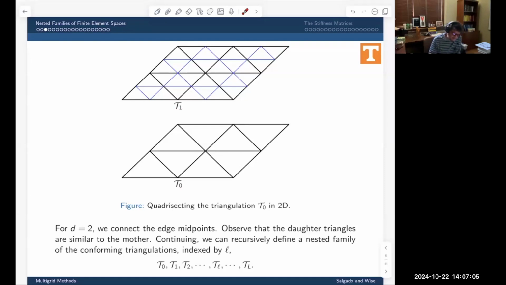Now I could refine these triangles, right? And I could keep going. If I do this recursively, then I obtain this full family of conforming triangulations. Conforming means there's no hanging nodes. I hope everyone sees that. If I continue this process going upward, then I'm going to get a finer and finer mesh going upward.